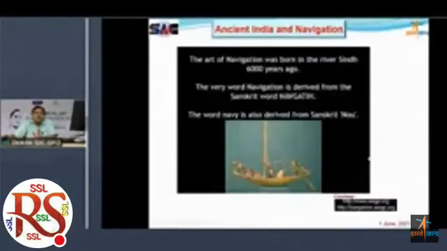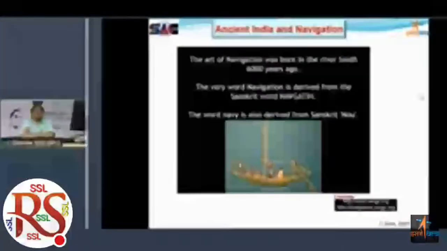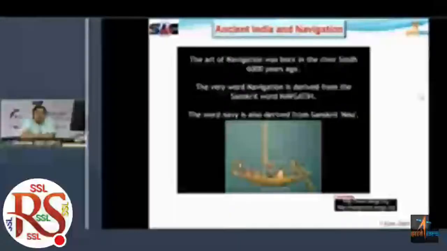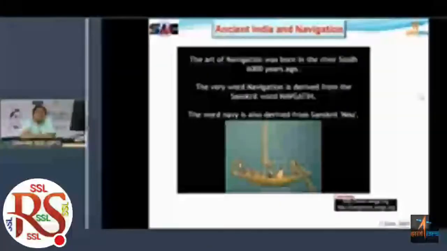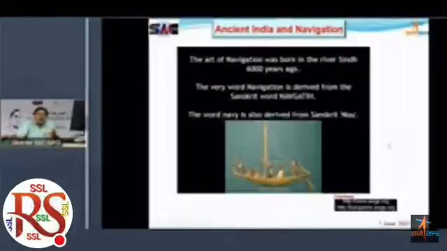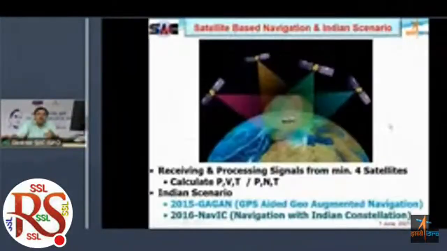In our mythology and other details, we claim that ancient India was the place where navigation arose. The Sanskrit word we all know is Navagati, and in Hindi we say Nauka. From that, this word navigation has come. This is a typical depiction of that.